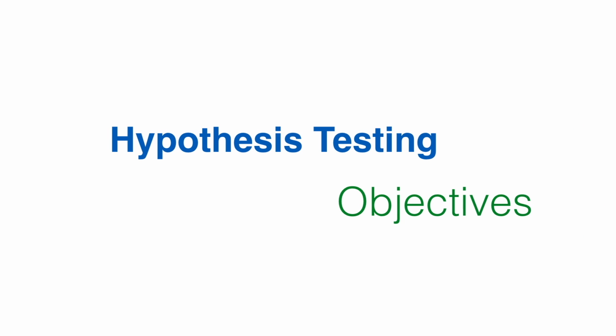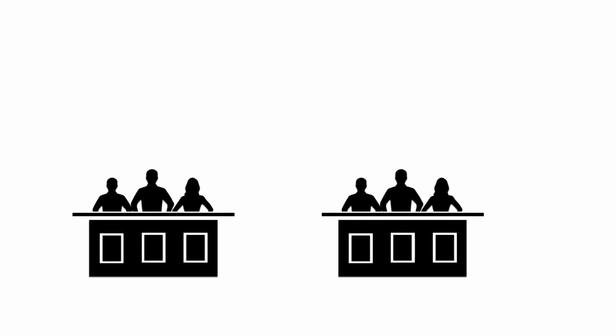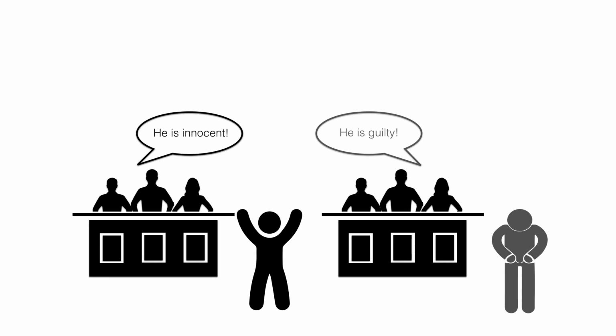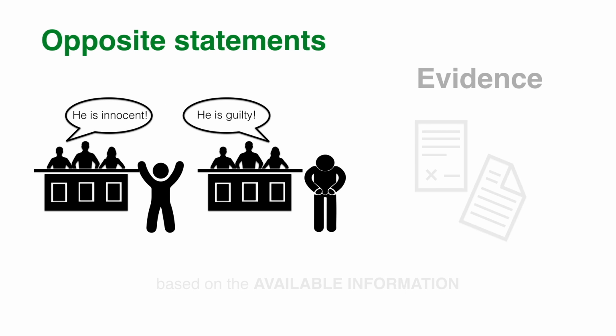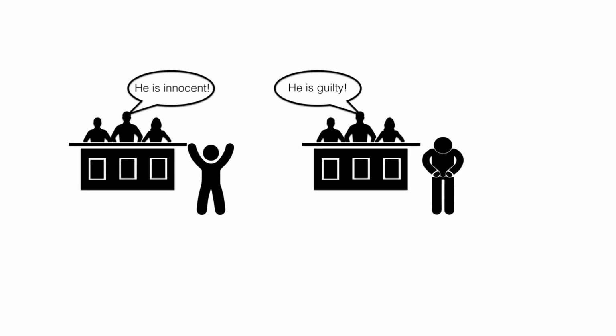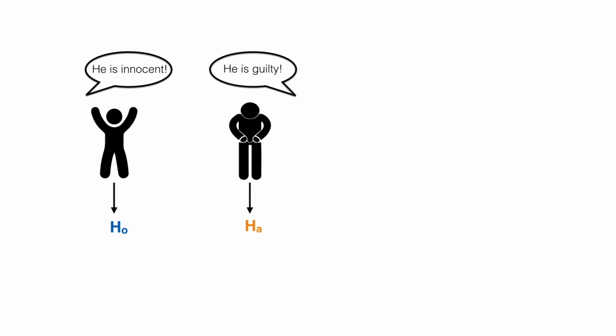As you finish this module, you will be able to decide how to test a hypothesis by means of inferential statistics. Hypothesis testing is a comparison between two opposite statements with the purpose of making an informed decision based on the available information. One of these statements is called the null hypothesis, H0, which is the hypothesis we wish to test, and the other one is the alternative hypothesis, which is the statement contradicting the tested hypothesis.